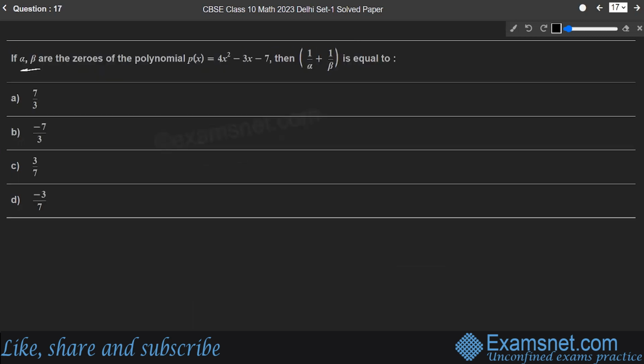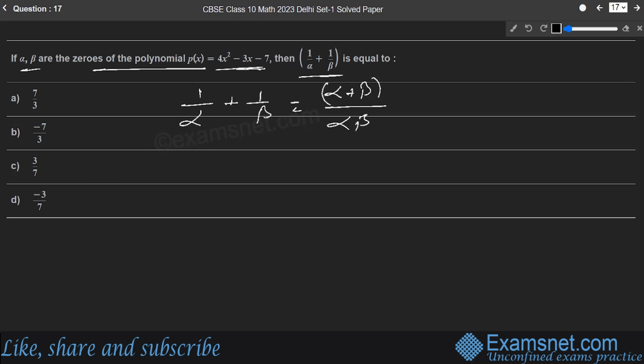Now, alpha and beta are the zeros of the polynomial 4x square minus 3x minus 7, then 1 upon alpha plus 1 upon beta is. So let us see 1 upon alpha plus 1 upon beta. If you take the LCM, this becomes alpha beta taken common. It becomes alpha plus beta over alpha beta. So anyway around we have to find out the sum of alpha plus beta, and at the same time we have to find out the product of alpha beta.